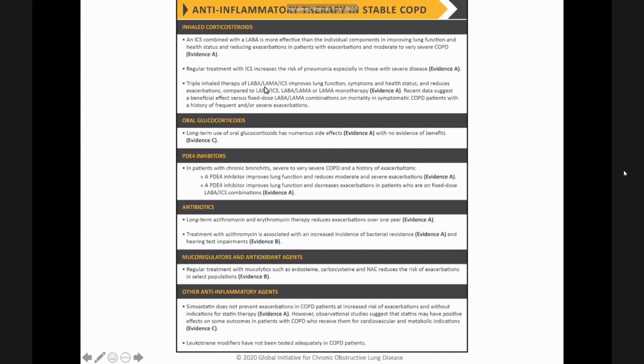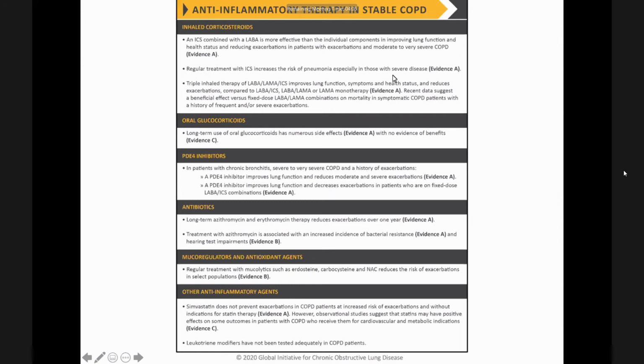So triple inhaled therapy, LAMA, LABA and ICS, improves lung function, symptoms and health status, and reduces exacerbation compared to LABA and ICS, okay, as a dual therapy. So recent data suggests a beneficial effect versus fixed-dose LABA and LAMA combination on mortality in symptomatic COPD patients with a history of frequent or severe exacerbation. So oral glucocorticoids are only used in patients with exacerbation only, and phosphodiesterase inhibitors in chronic bronchitis, severe or very severe COPD with a history of exacerbation, you can use.